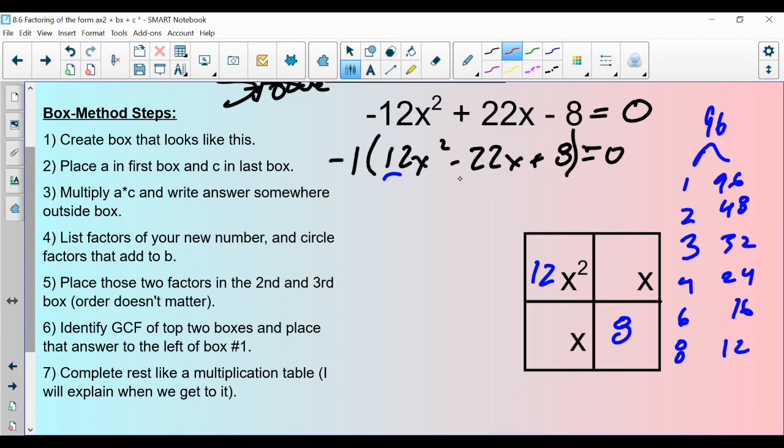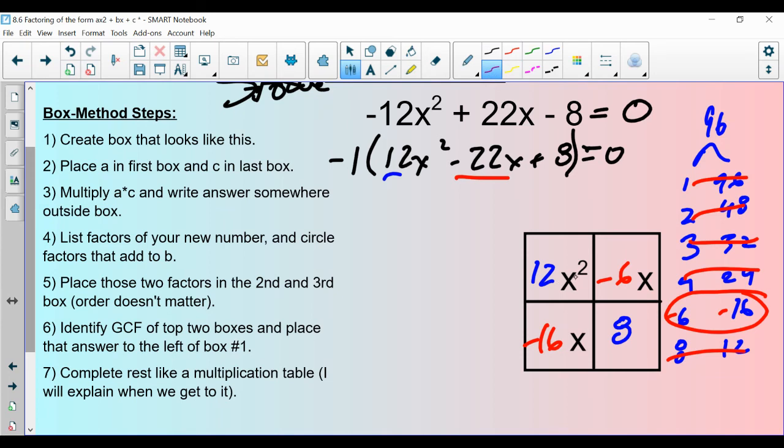So the question is, which of these would get us to -22? 8 and 12 never could, but 6 and 16 could, right? This one wouldn't. Yeah, none of these would. If they're both negative, then our numbers multiply to 96 and add to negative 22. So it's going to be a negative 6x and a negative 16x.